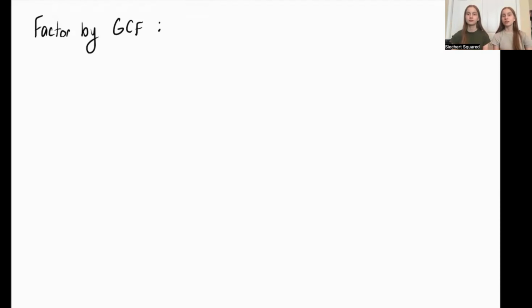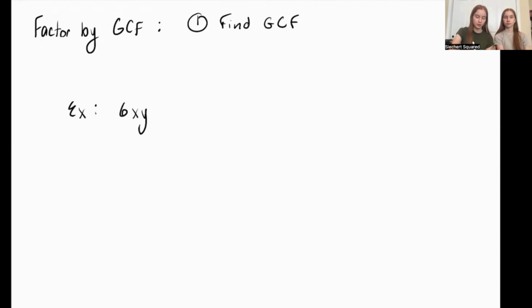So now that we've seen GCFs with numbers, variables, and a combination of them, we're actually going to now factor by the GCF. So when we factor by the GCF, we have 3 steps. Good thing is the first step is what we've already done. First thing we're going to do is find the GCF. So we're going to go through the steps as we show you an example. In this case, our example is 6xy squared plus 3xy plus 18.